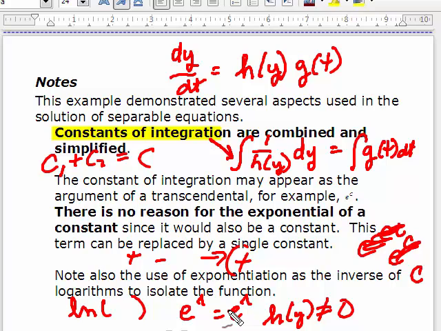So that's the method of separation of variables. It only works for certain equations that are first order equations that are separable. They can be nonlinear. Linearity is not needed here.